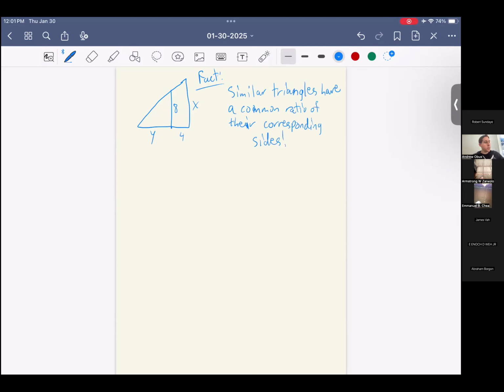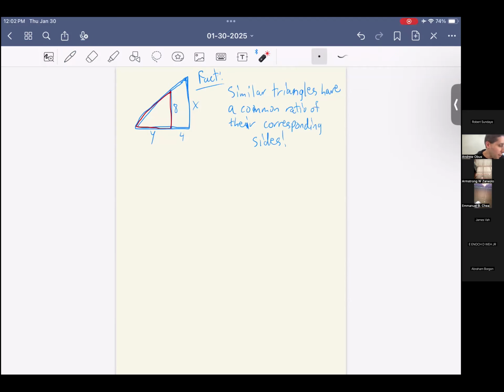Okay? So in this case, what that tells us is that, maybe I'll draw this triangle in red, the red triangle is similar to the blue triangle, whereas in blue, this goes the whole way. So for instance, what this tells us is that if I take 8 over y, that's the same thing as x over y plus 4, right?